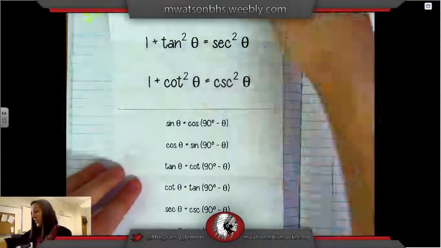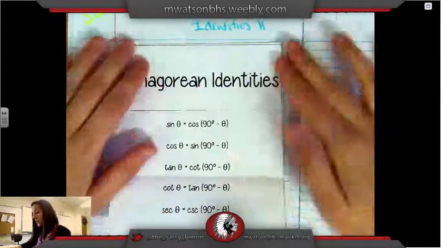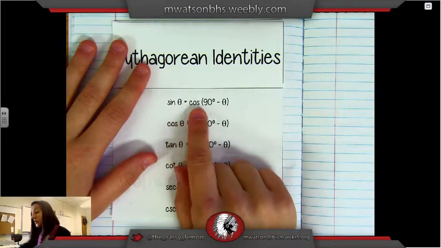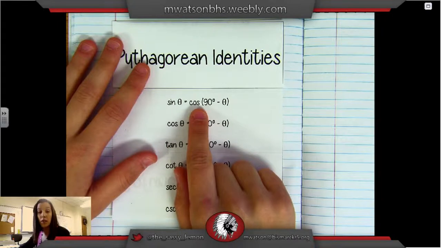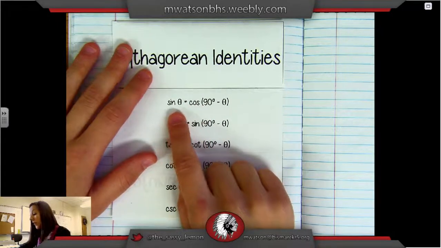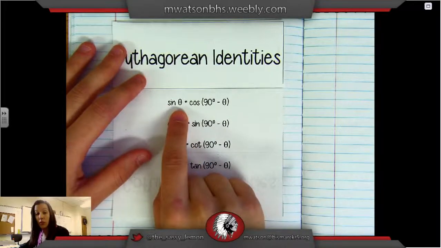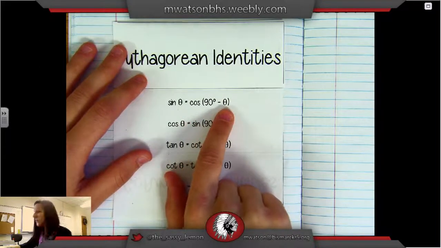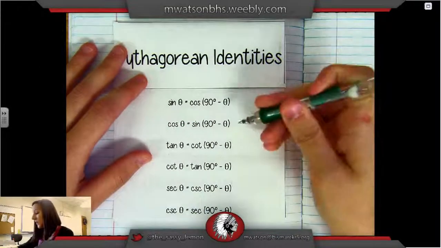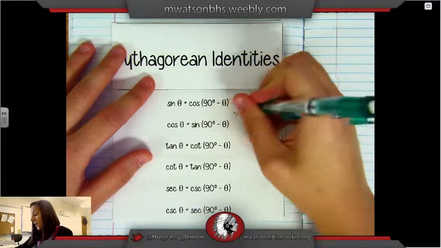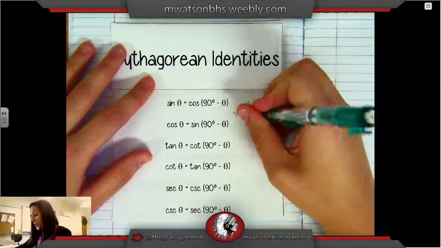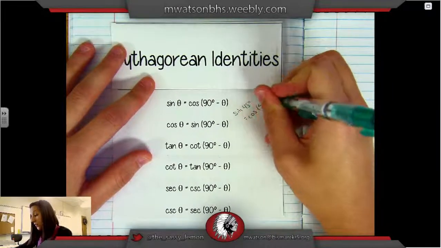Now cofunction identities, on the other hand, all they do is take two functions, say sine and cosine. That's why they're named this way, because sine and cosine are cofunctions. And basically what happens is sine of any angle is equal to cosine of 90 minus that angle. So a little example to think of is sine of 45 degrees. Well, that's equal to cosine of 90 minus 45 degrees.